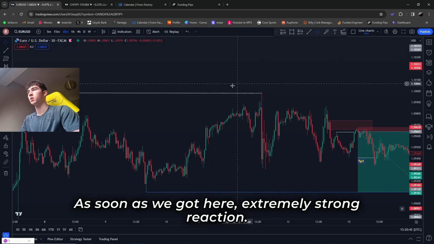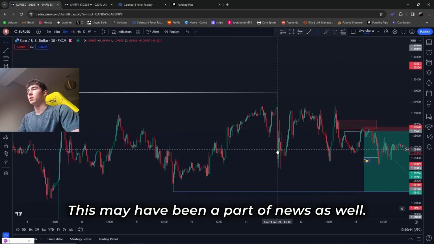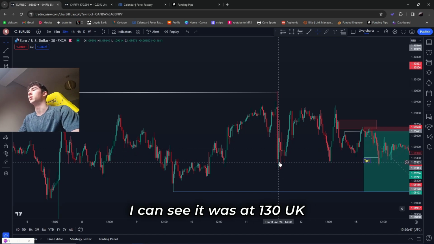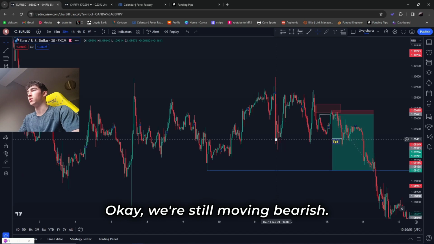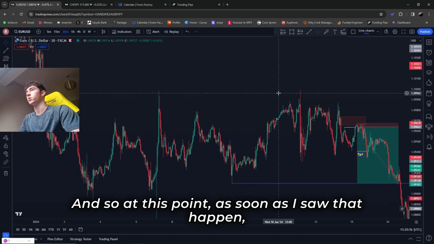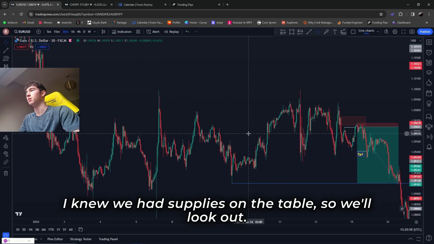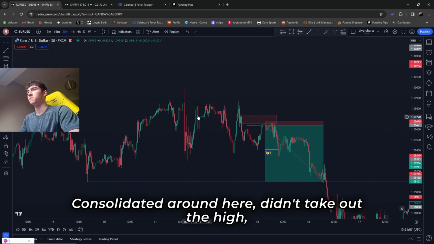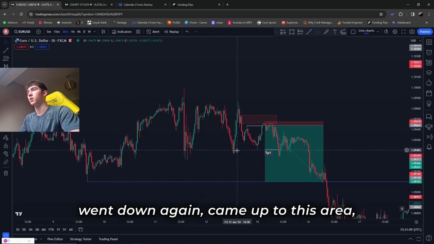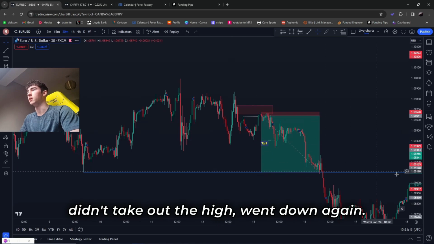As soon as we got here, extremely strong reaction. This may have been a part of news as well. I can see it was at 1:30 UK time, but this tells you the story. Okay, we're still moving bearish. And so at this point, as soon as I saw that happen, I knew we had supply on the table. So look how price continued to play out, consolidated around here, didn't take out the high, went down again, came up to this area, didn't take out the high, went down again.